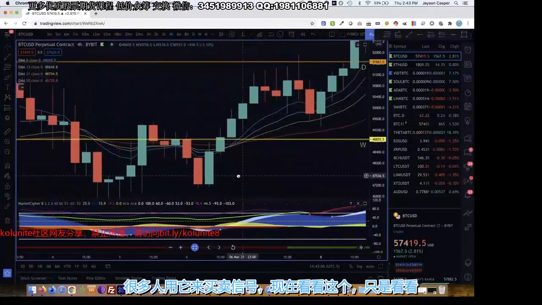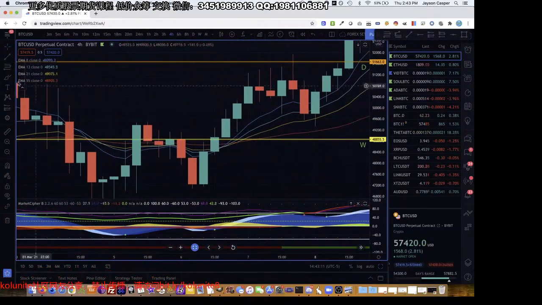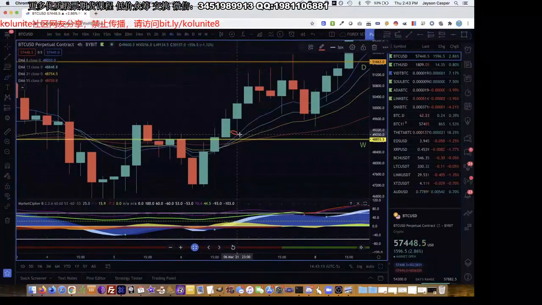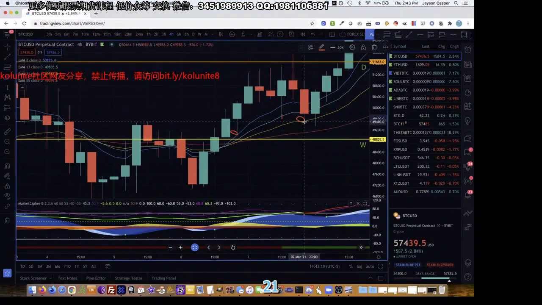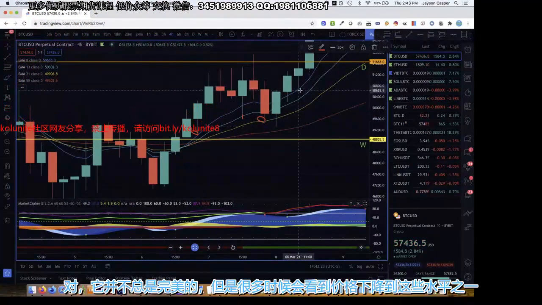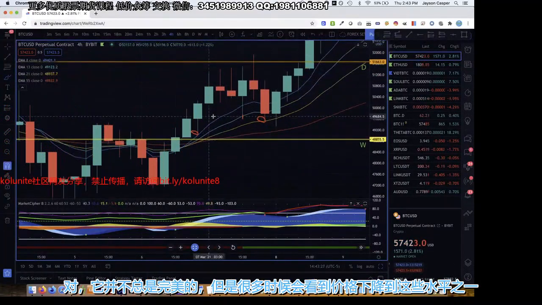Now check this out. Look at how price tends to, when we get these wicks, come down to one of these numbers. Right down to the 8, right down to the 13, right down to the 21, right down to the 8, right? It's not always perfect, but a lot of times we'll see price come down to one of these levels.